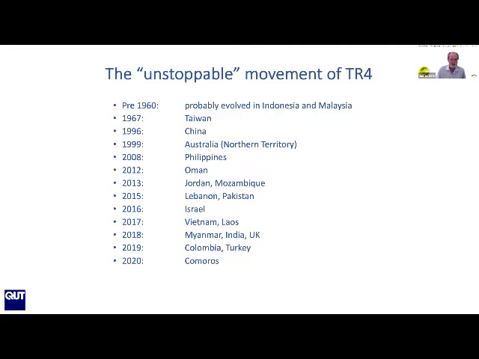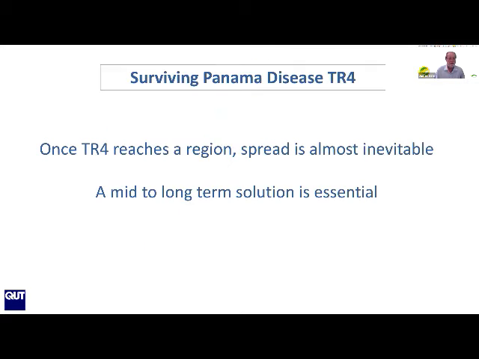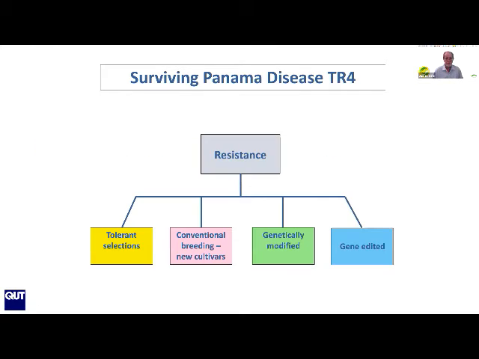And so that's just a list of the countries and the dates. 2020 was Comoros, and we'll probably have some more additions to that. It'd be unlikely that we're going to see this disease stop moving. So I think the really important thing, surviving Panama disease, TR4, we've got to really think strategically about this. And I think very importantly, once TR4 reaches a region, spread is almost inevitable. And so we really have to have a mid to long-term solution to the TR4 problem.